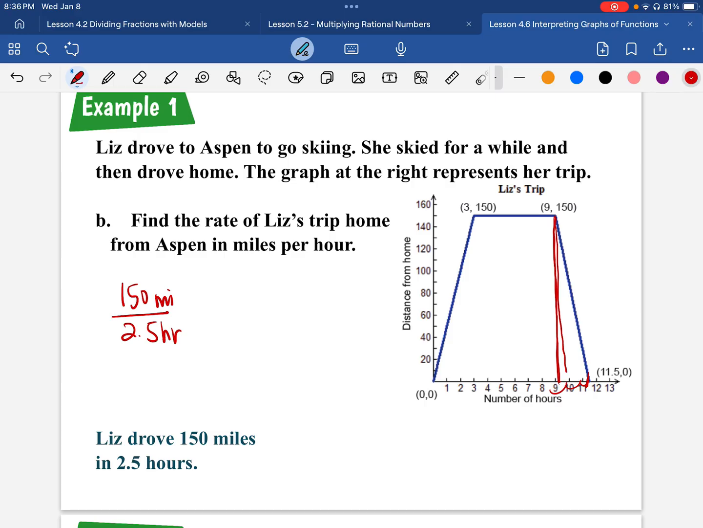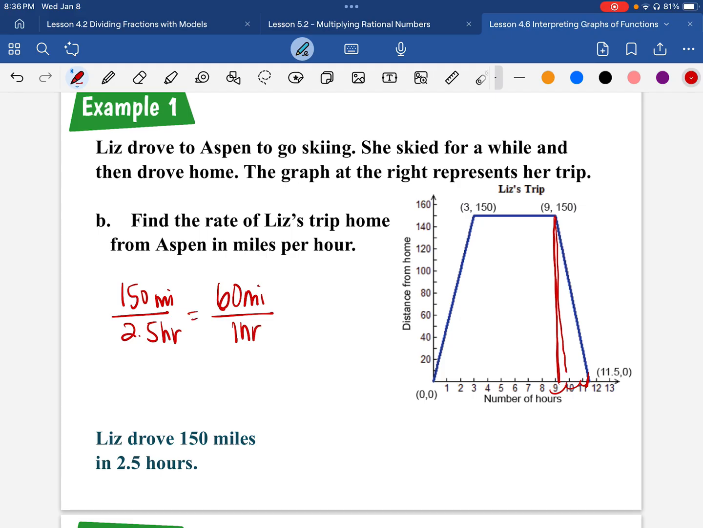So in this case, again, we still want it to be per hour. So we still want it to be a unit rate. So we're going to take that 150. We're going to divide it by the 2.5 hours to figure out how many miles you went in 1 hour. And we will get 60 miles in 1 hour.